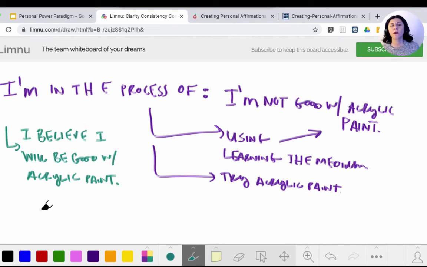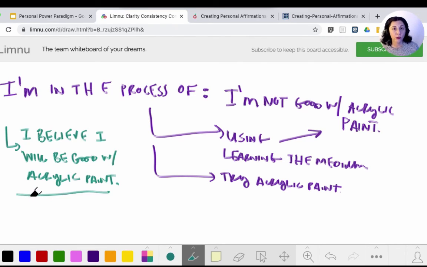Now, if you had said, I believe I will be good with acrylic paint by December 1st, for me, this is just me personally, it doesn't feel good. It's like, yeah, right. But that's where I am. So for you, if you started and you're like 6 months in and you have a deadline where you will reassess your belief, then go ahead and put a time frame on it. But see how it makes you feel. For me, saying I believe I will be good with acrylic paint, it feels pretty good. It doesn't feel negative, but it doesn't feel like pie in the sky.